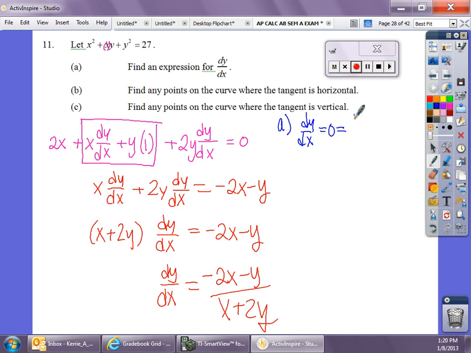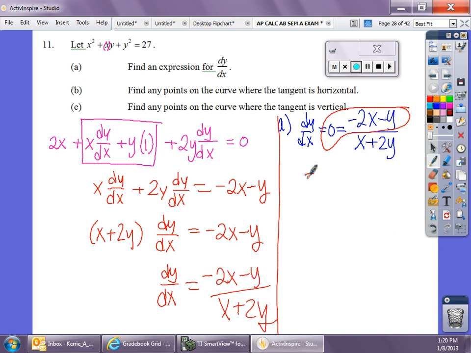So I'm going to take my derivative and set it equal to 0. The only way that could happen is if the numerator is 0. So I end up with negative 2x minus y equals 0, and I get that y is equal to negative 2x. So that gives me an equation.